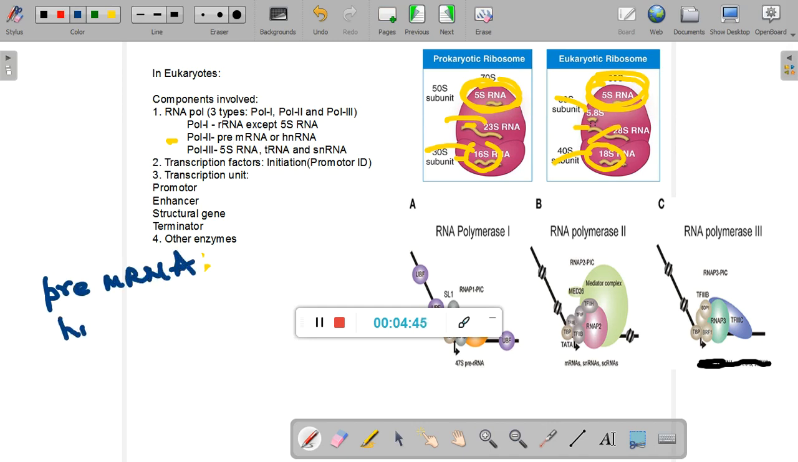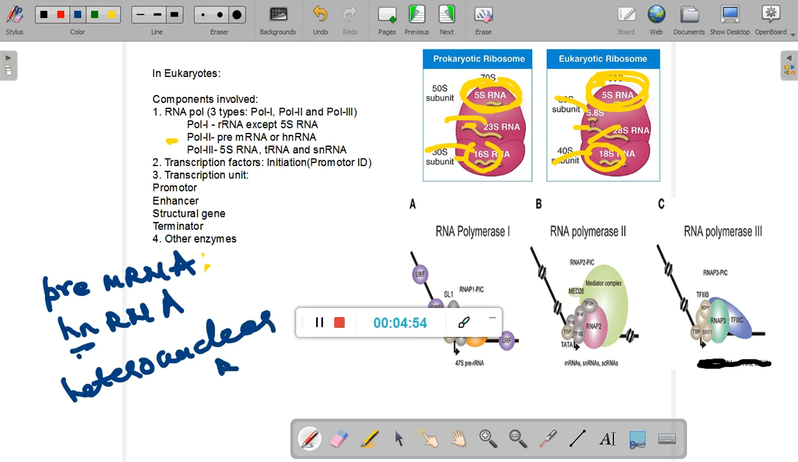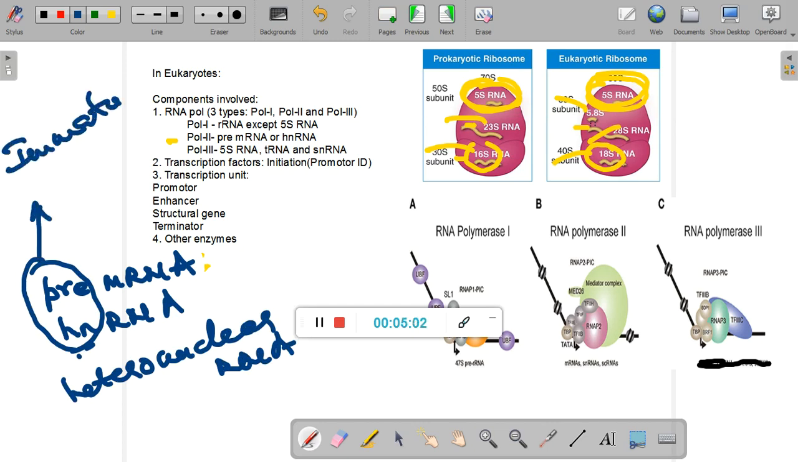Pre-mRNA is also known as hnRNA. HN stands for heteronuclear RNA. Now what is pre-mRNA or hnRNA? Simply put, these are immature RNA molecules, which are then modified to make functional, mature mRNA molecules, right?